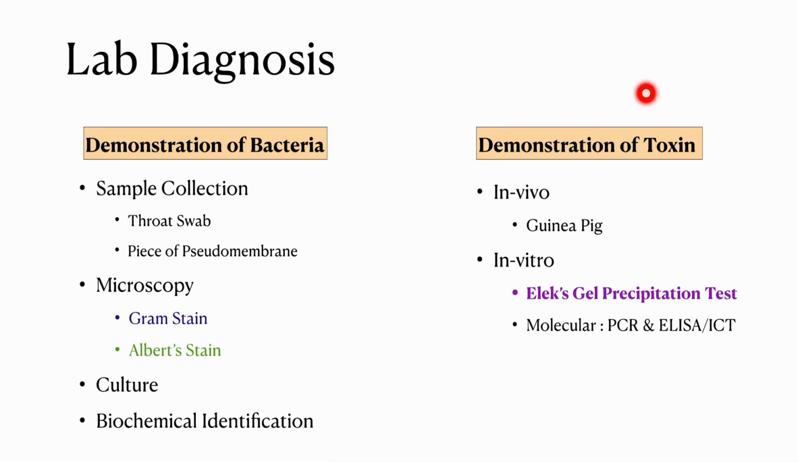Next, in the demonstration of toxin, we perform some in vivo, no, we don't perform in vivo. It was earlier used, but it is not used now. So we used to perform in vivo demonstration techniques of toxin in guinea pigs, and in vitro techniques like Elek's gel precipitation test, and molecular methods like PCR or immunochromatography. We'll be seeing this in more detail.